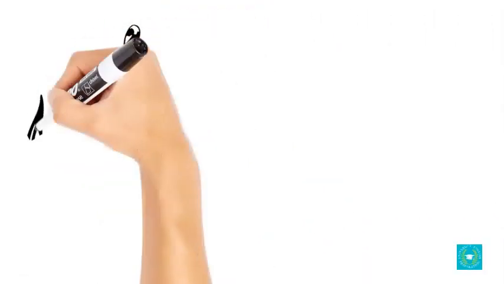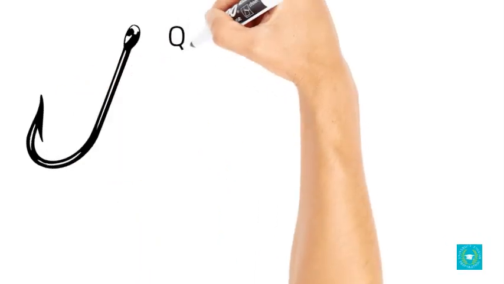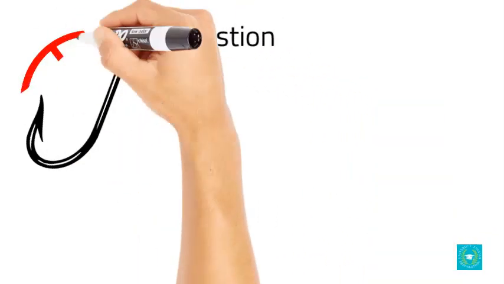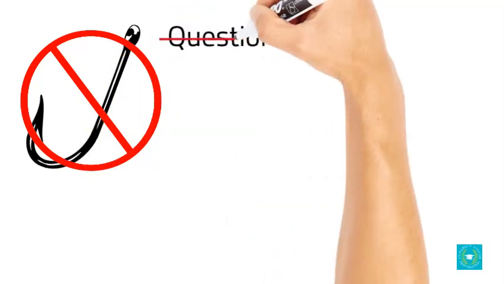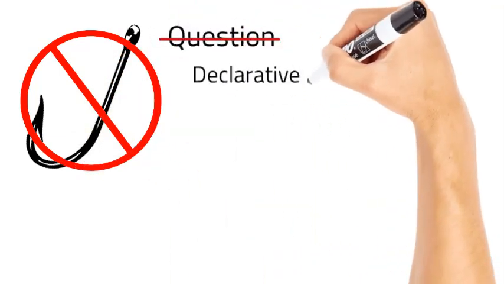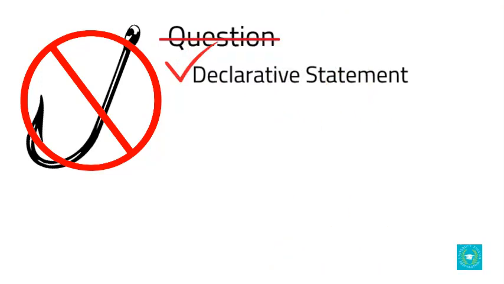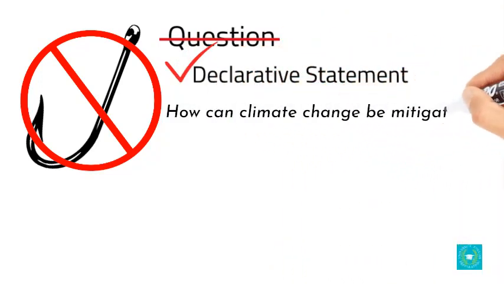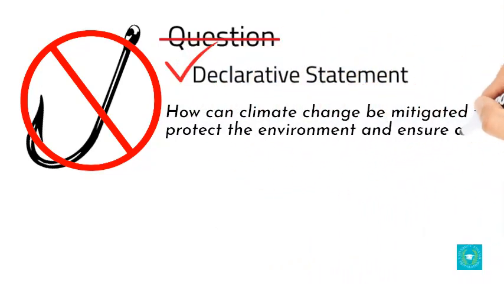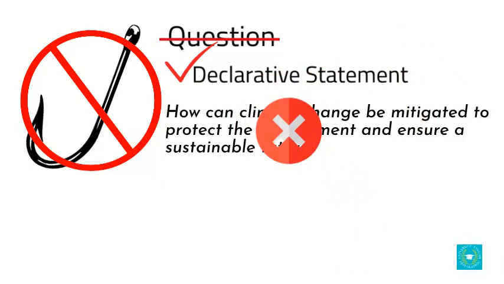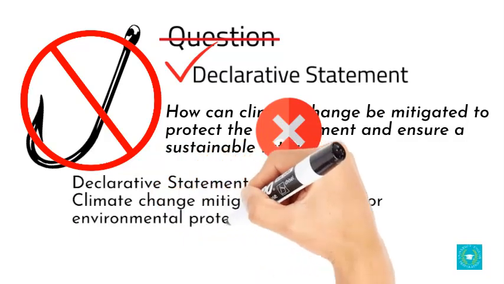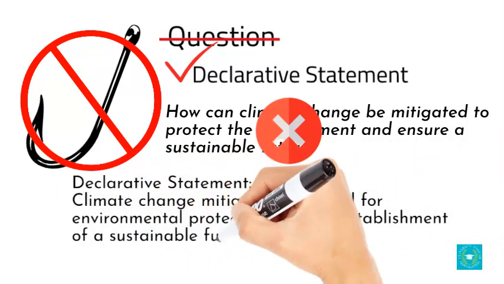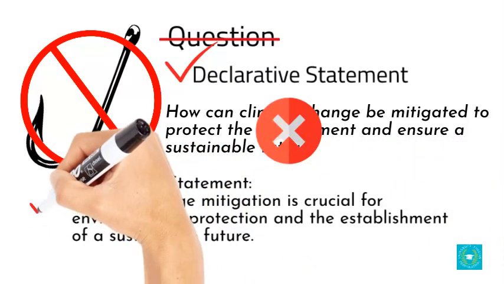You probably learned to open an introduction with a hook or an interesting question. In academic English, we don't use questions in our essays. We use declarative sentences instead. For example, how can climate change be mitigated to protect the environment and ensure a sustainable future? We simply change it to make an interesting statement instead, like, climate change mitigation is crucial for environmental protection and the establishment of a sustainable future.